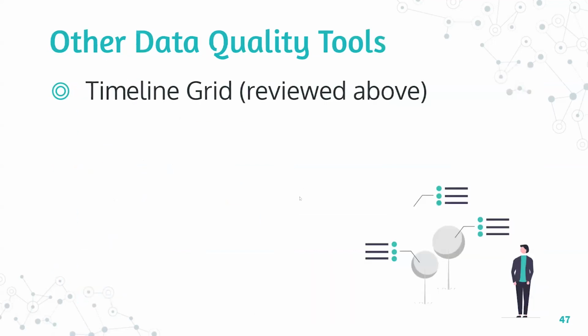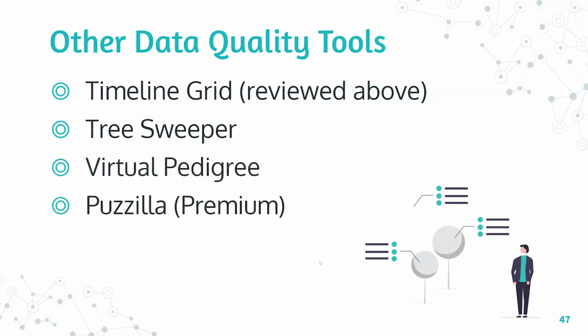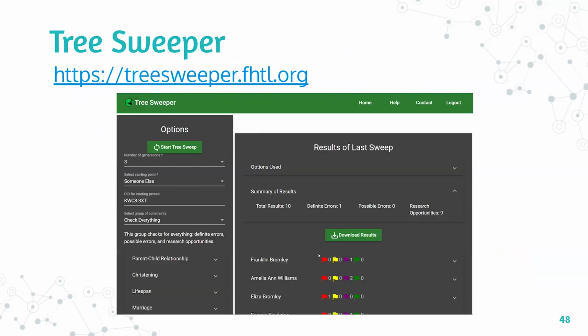Other data quality tools, we've talked about the timeline grid already, but here are a couple of others that I'd like to highlight. Tree Sweeper, Virtual Pedigree, and Pilla Premium has tools. Now, I'm not a premium subscriber and I don't get a kickback from this. So I'm just mentioning this subscription service to make you aware of it. I'm not even recommending that you pay for it. Just here's information. You can decide what you would like to do. So let's look at these three. We've already looked at the timeline grid.